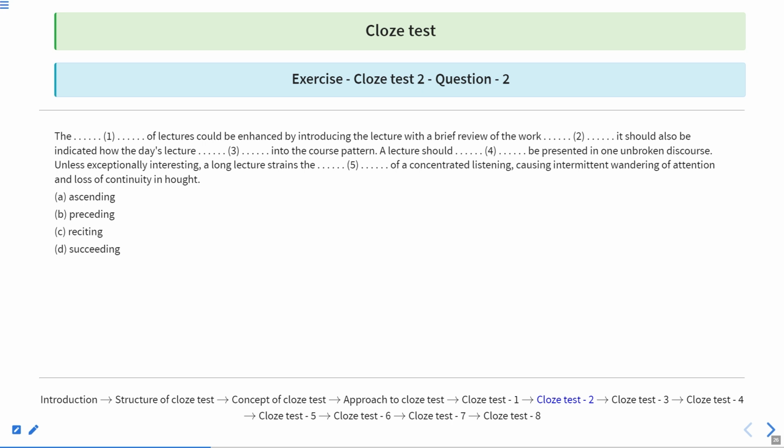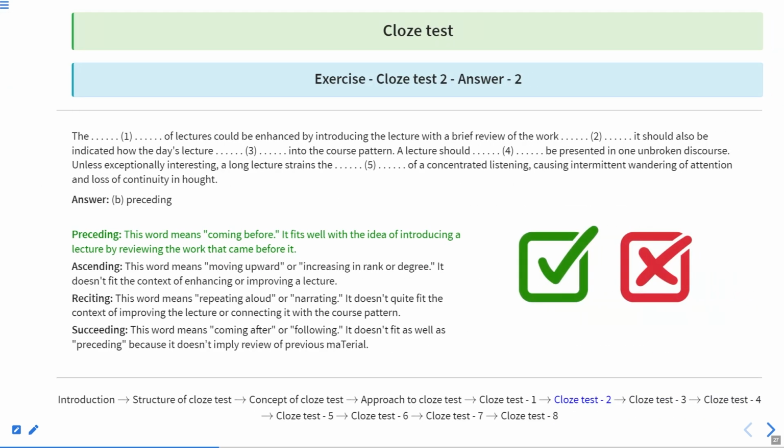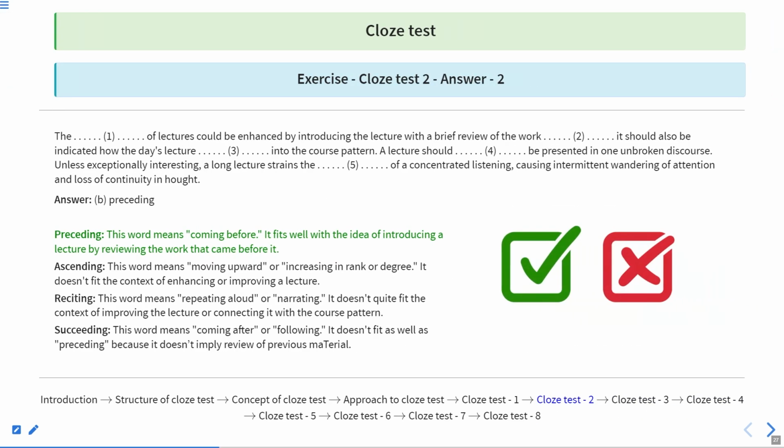For example, if the word was preceding, the sentence would be something like, the effectiveness of lecture could be enhanced by introducing the lecture with a brief review of work. Preceding, it should also be indicated how the day's lecture dash into the course pattern. So which one is a better choice here? Let us see. The best option is preceding.